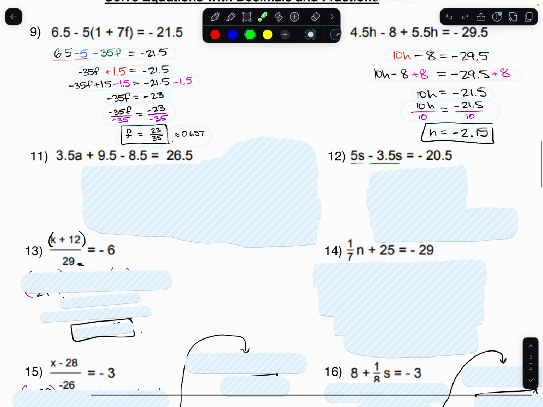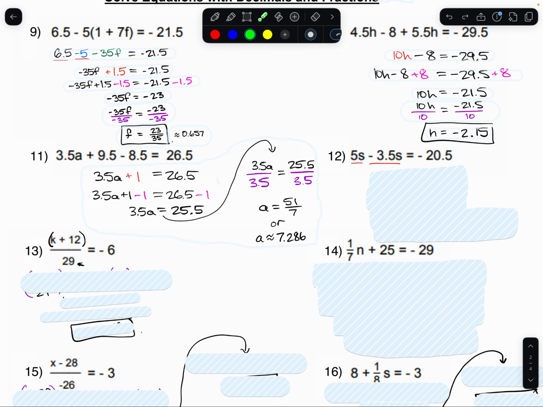All right. Try number 11 and 12 on your own. Here's 11. I would encourage you to try to keep it as fractions if possible. When you get your fraction to 25.5 over 3.5, remember if you can multiply by like 2 over 2, and that will give you your fraction where the numerator and denominator are integers. Or if you did a decimal, it should be about 7.28 or 9. Number 12 should get something like this.